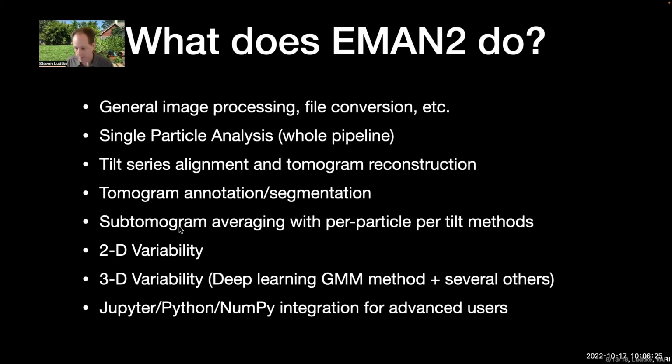We've got a subtomogram averaging pipeline with per particle per tilt methods, which allow you to achieve high resolution. This is very much the same sorts of methods which are being used in other packages as well, which do high resolution subtomogram averaging. What Relion does now in this Relion 4 release is pretty much the same sort of per particle per tilt thing. And EMClarity, which is also available, does a very similar sort of process.